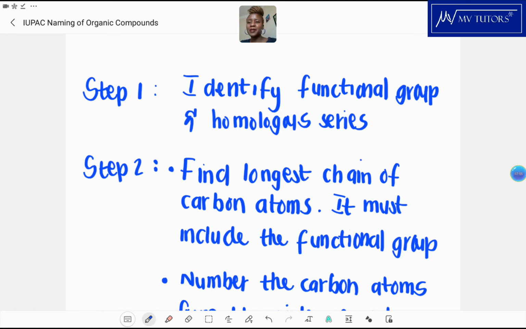First step, you must identify the functional group and the homologous series that this organic compound belongs to. If you have hydrocarbons, you just have C atoms and H atoms. If they're only single bonds, you have an alkane. If you have a double bond or a triple bond somewhere, you can choose alkene or alkyne. If you see an OH, you have an alcohol. If you see a COOH, you have a carboxylic acid. Basically, identify what functional group or homologous series that organic compound belongs to.